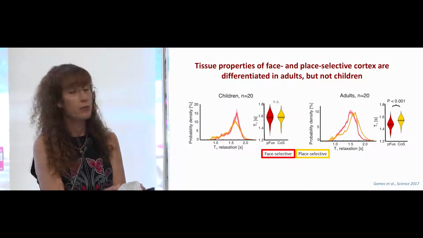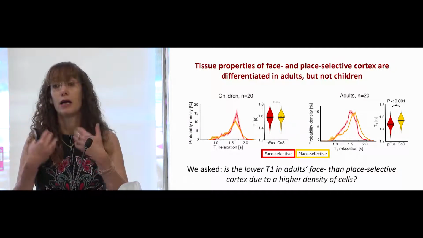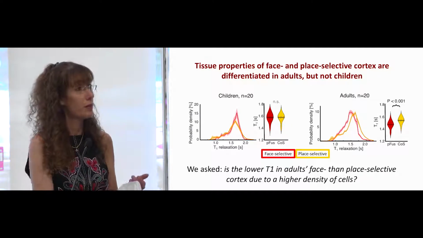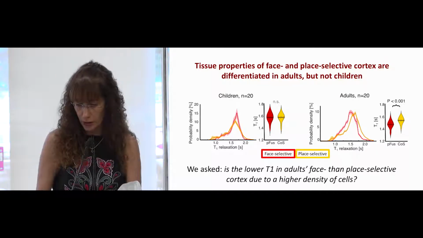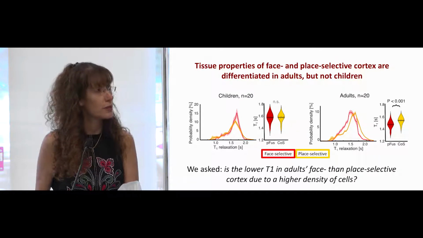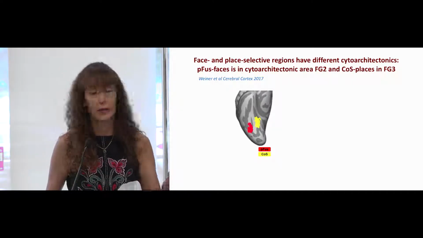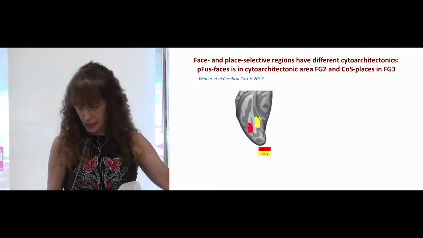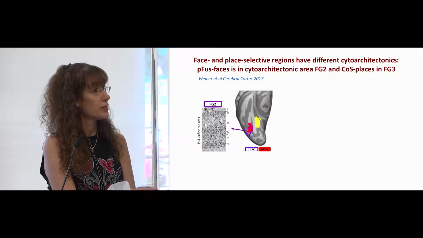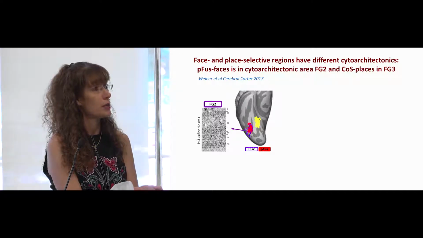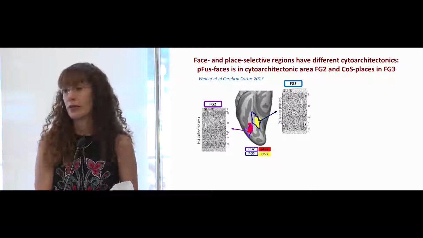So what we can do is take an adult brain and ask questions. For example, since we found lower T1 in face-selective cortex compared to place-selective cortex, can this be explained by some macroanatomical feature? For example, is this because there are more neurons in face-selective cortex compared to place-selective cortex? One of the reasons that we're interested in these questions is that other work that we've done in collaboration with Katrin Amunts and Karl Zilles found a nice coupling between cytoarchitectonic partitions of the brain and face-selective regions. This is the group map of the face and place-selective regions, and we found good co-registration between functional regions and cytoarchitectonic regions. So pFus-faces overlaps with the cytoarchitectonic region called FG2, and place-selective cortex overlaps with a different cytoarchitectonic region, FG3.